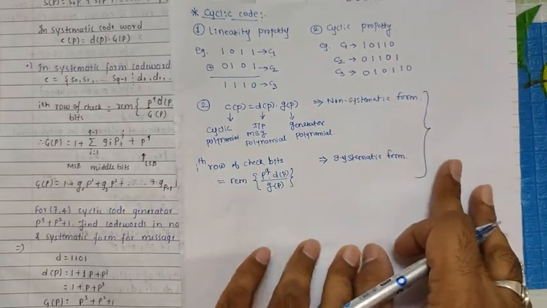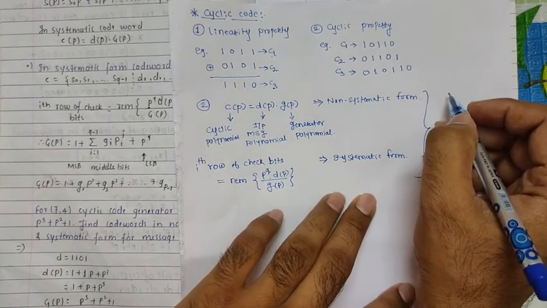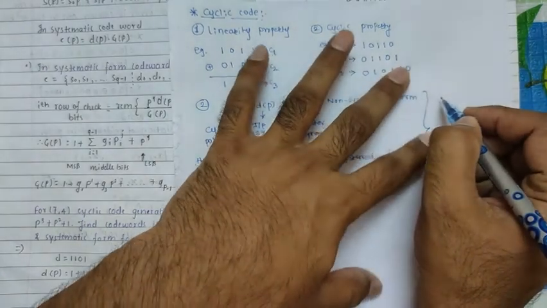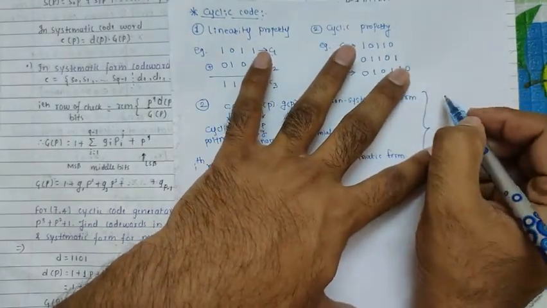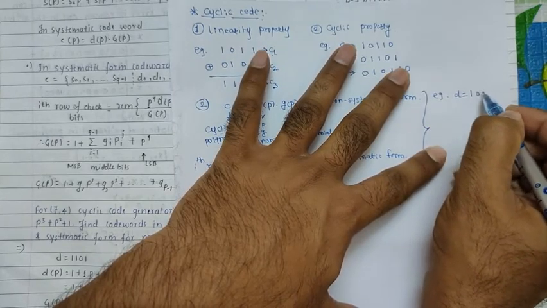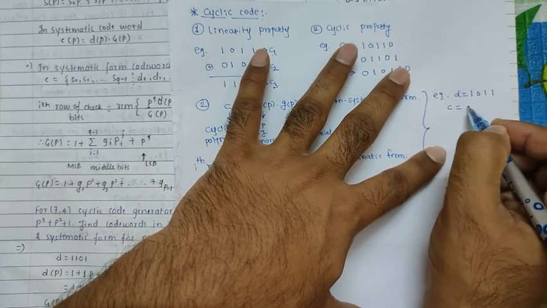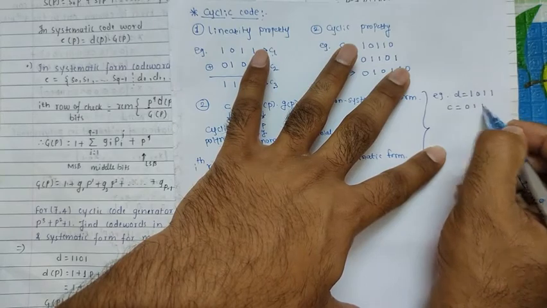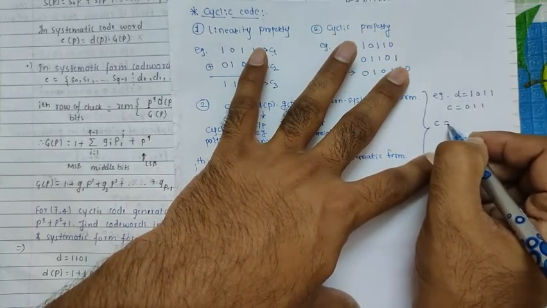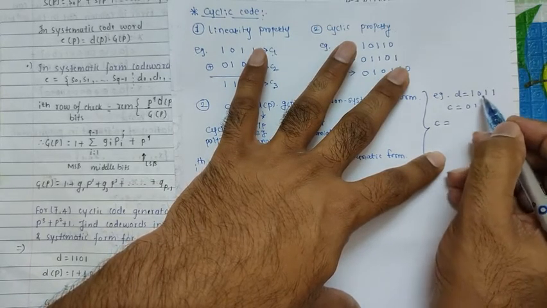systematic form. First of all, one should know what is the meaning of systematic form. As we all know, a cyclic code word can be formed basically by adding some check bits to the message bits. For example, suppose we have a message sequence 1011, and suppose we add some check bits to it, let's say 011 are the check bits. So basically we can get a code word, we can call it a cyclic code word, by adding these check bits to the message bits.